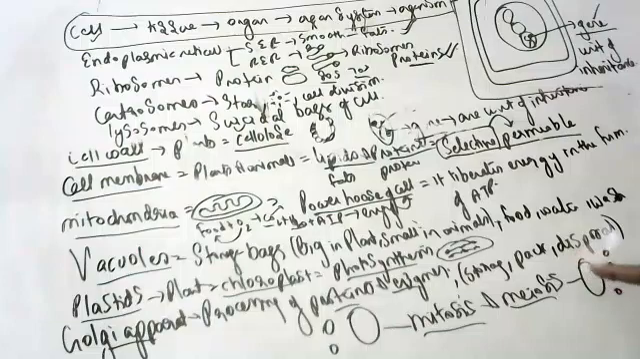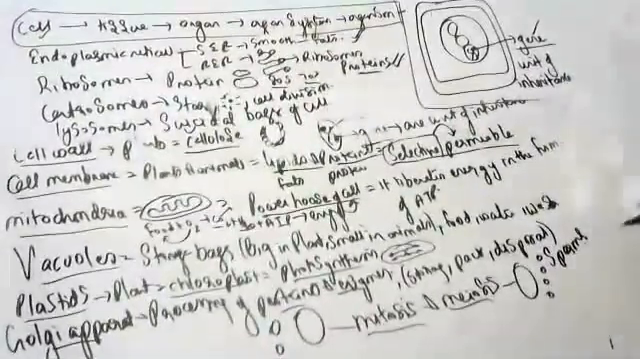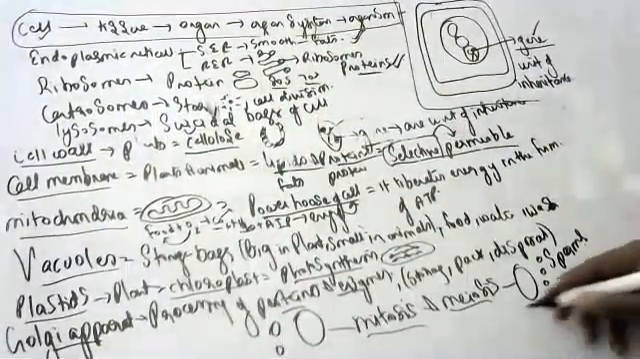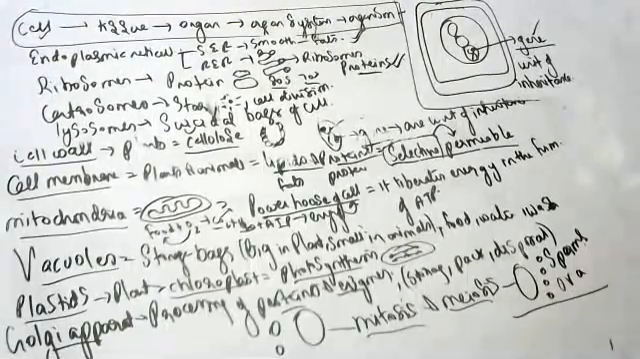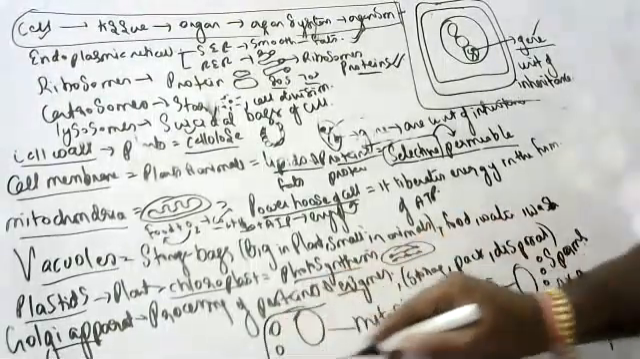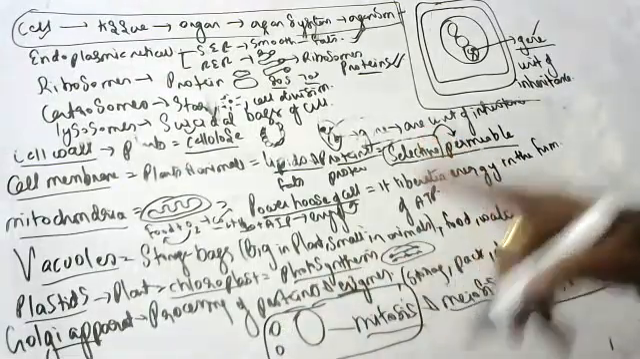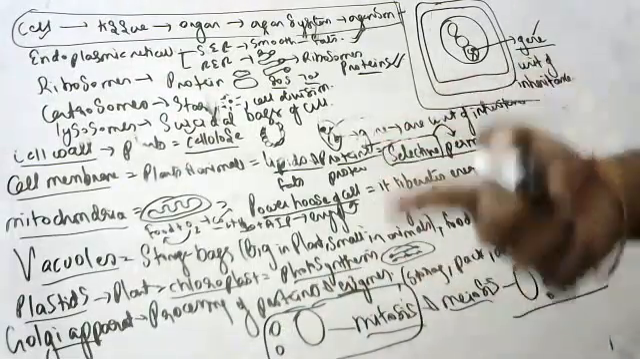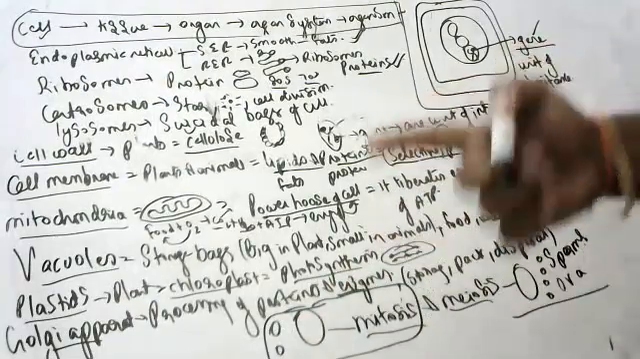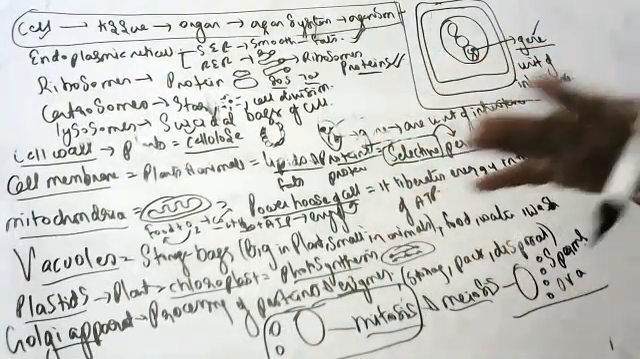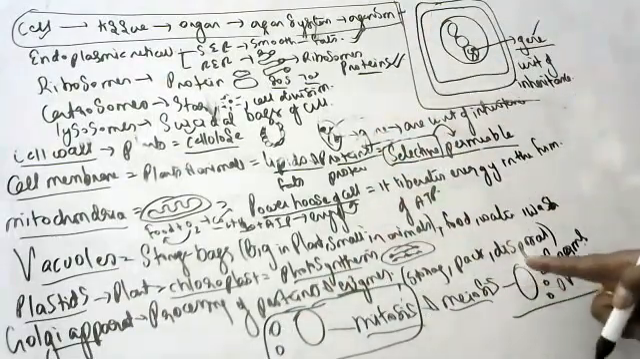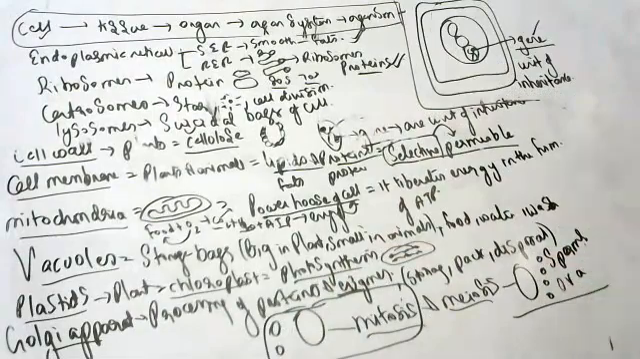Whereas meiosis occurs only in sperms and ova, the reproductive cells, children. Remaining all cells, only mitosis will take place. Mitosis means one cell divides into two, 2 into 4, 4 into 8, 8 to 16, 16 to 32, 32 to 64, 64 to 128, like that, continuously dividing. In meiosis, one cell gives rise to four cells.